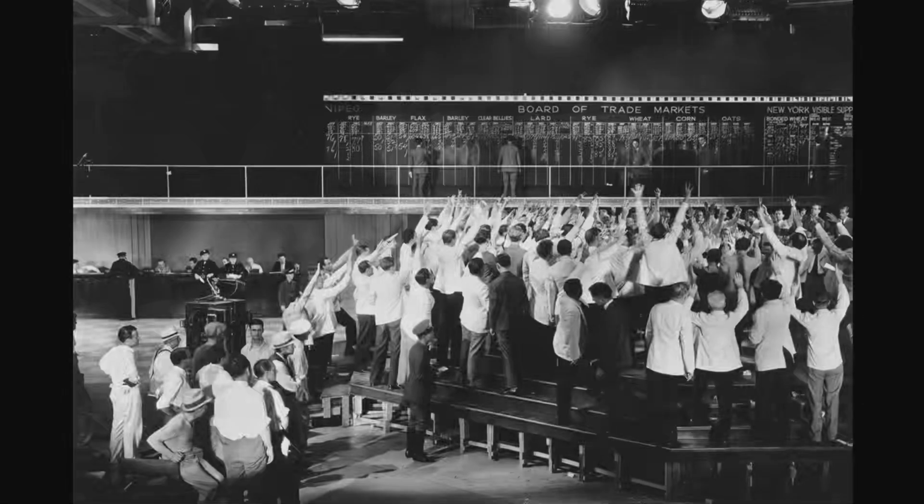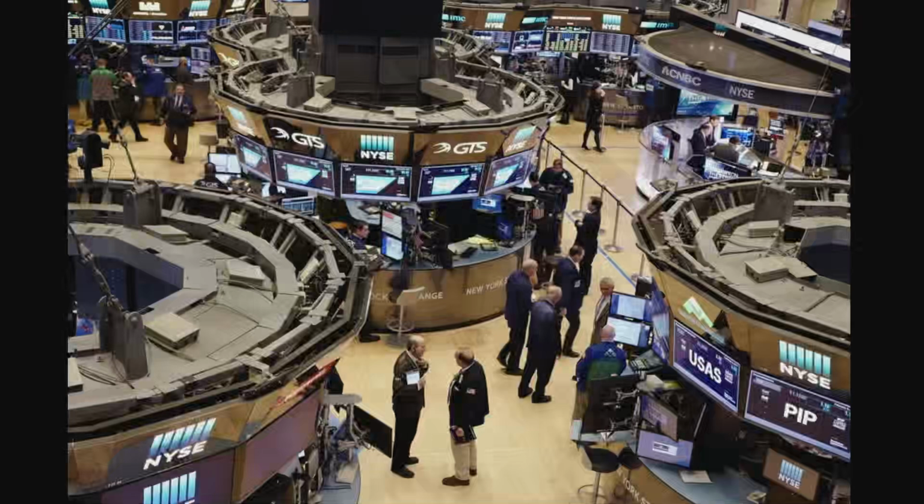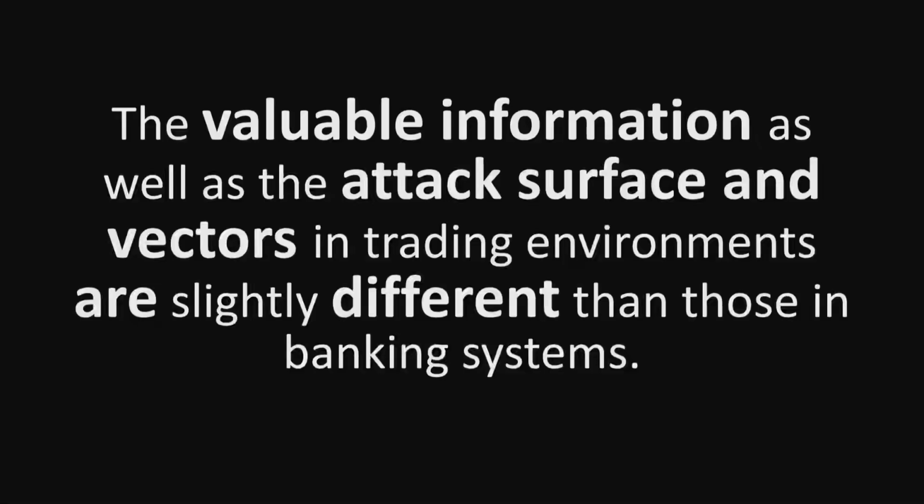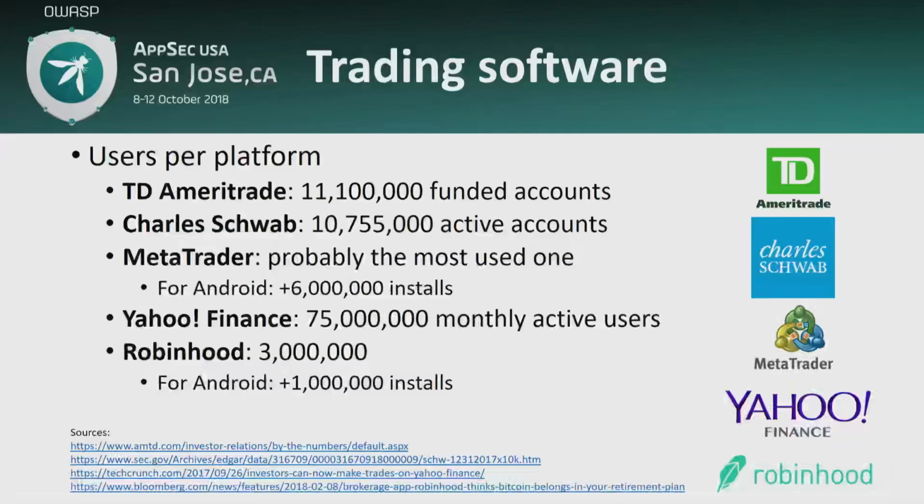This is how Wall Street looked like many years ago. And we passed from that to this. More computers, less people. And we inherit the risks involved, the risks that we all already know, right? It's also important to say that the valuable information and the attack surface on trading systems is different from those in banking systems, right? They are similar, but the information is slightly different and the attack vectors as well.